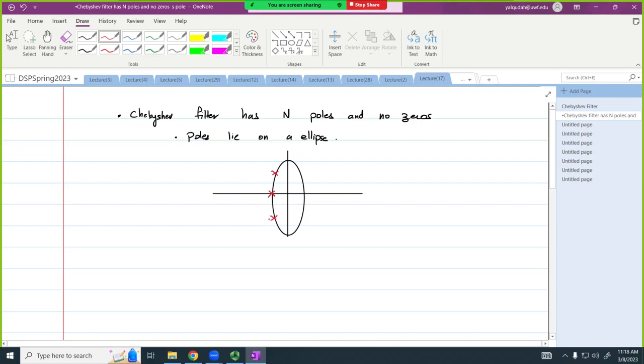Together? So unlike the Butterworth, how did the Butterworth poles look? Anybody remembers? Like a circle, right? On a circle. For the Chebyshev, the poles fall on an ellipse.